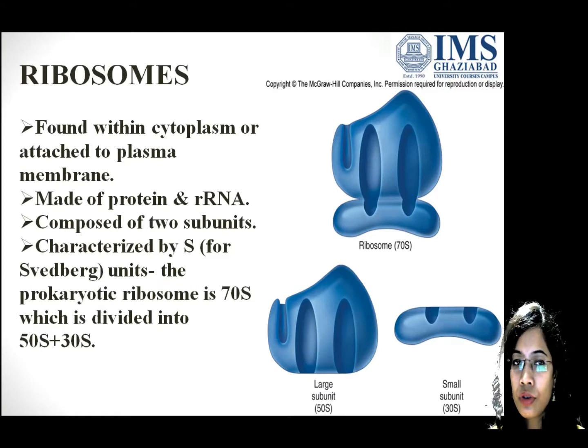We have discussed that it is composed of two subunits characterized by S, that is the Svedberg unit, and these play a role in translation, and it is also known as the protein factory because proteins are synthesized with the help of ribosomes.